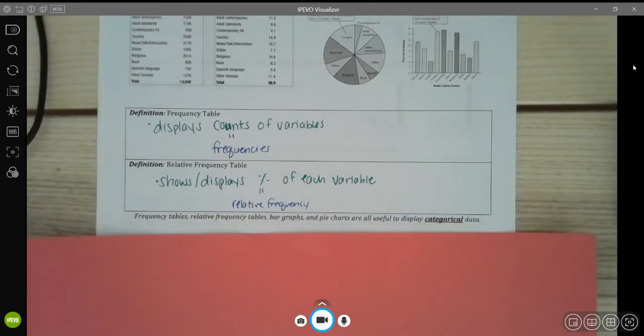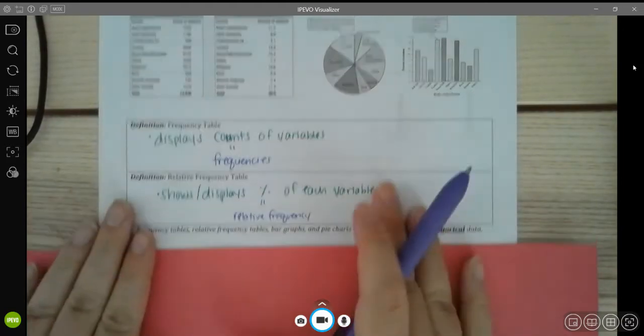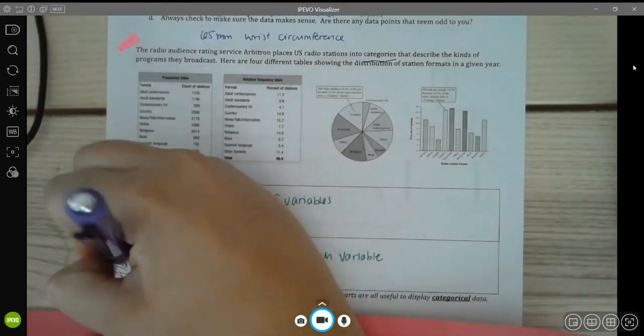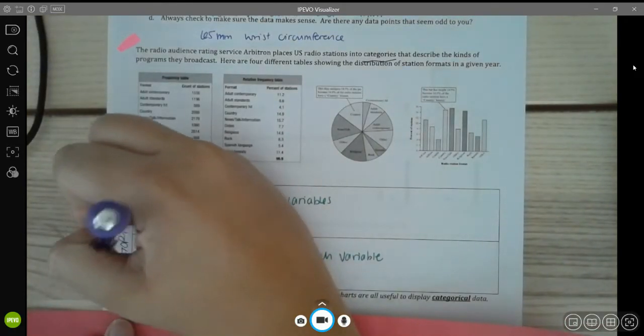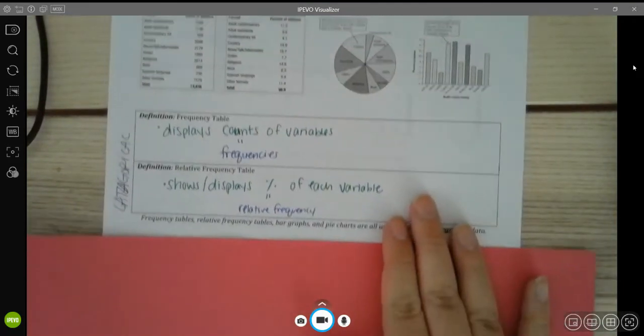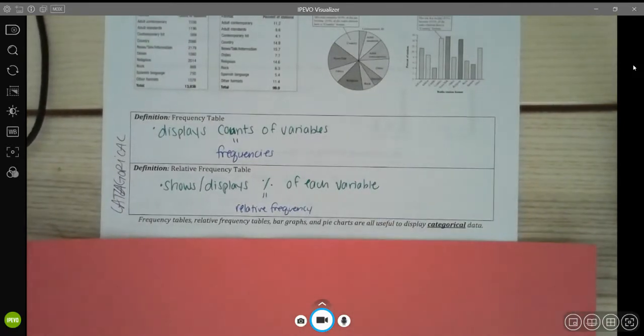Now here I've also mentioned for you, these are all useful to display categorical data. So what I am going to suggest is that we write over here on the side, categorical. Help if I could spell categorical. Just so that you remember in the future, because there's not really a good header here that tells us this is for categorical data. Okay, so let's look at some graphs.